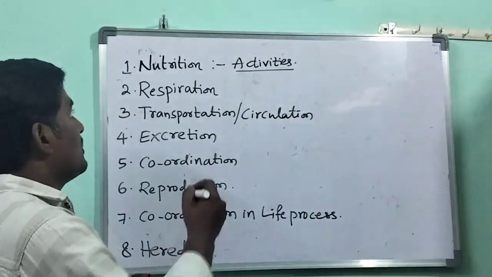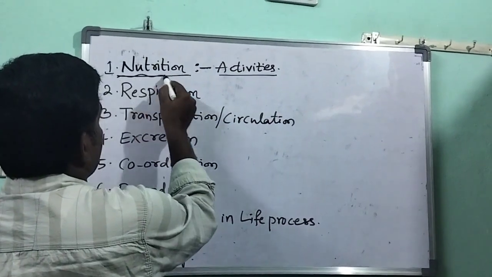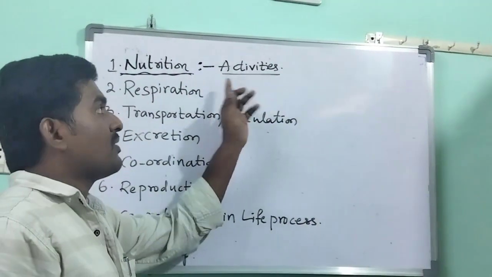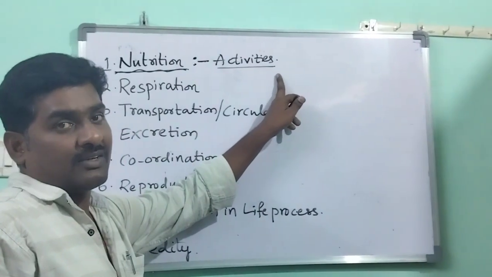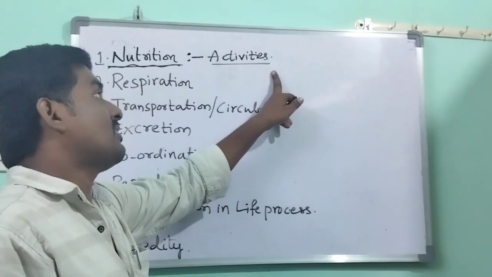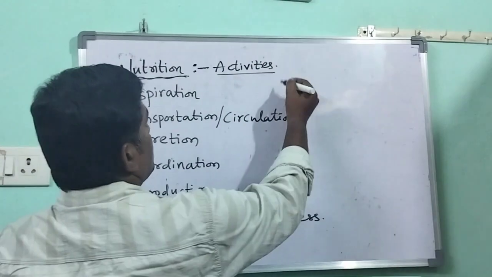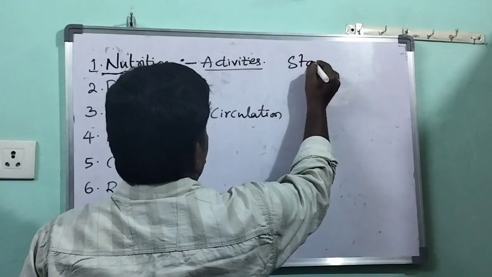So if you see here, the nutrition chapter. What is meant by nutrition? The nutrition chapter is the first chapter. In this first chapter, all the lab activities are important. First, the Hydrilla experiment. Then the presence of starch test. Okay? Presence of starch test.